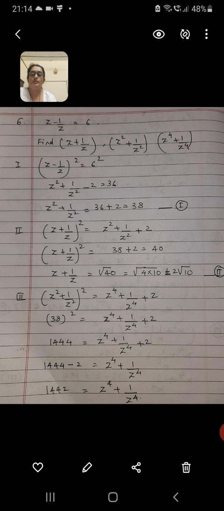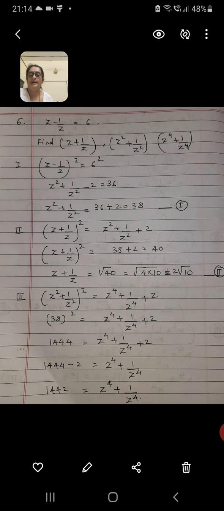Next, one more question like that only, but here the negative: z minus 1 upon z is equal to 6. So the sign is negative here in between. You have to use the last identity, that is formula 14, and find out the values. So let us find out the second value first, that is z square plus 1 upon z square, because that will be easy to find out. So whatever values are given, we are going to square it. Left hand side also squared, right hand side also is squared.